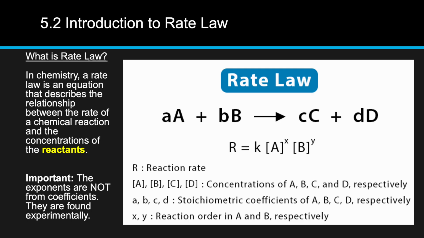These powers are going to be called reaction orders, and they tell us how strongly each reactant affects the reaction rate. It's important to note that these powers do not come from the balanced chemical equation. They come from experimental data that is collected by observing how changes in concentration affect the reaction rate.